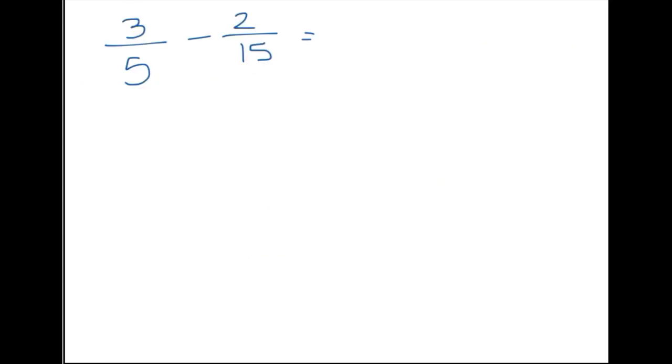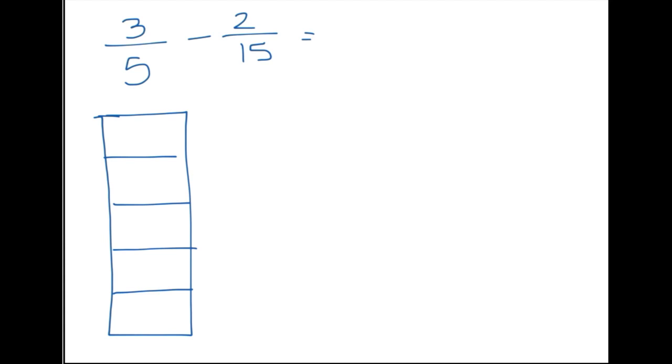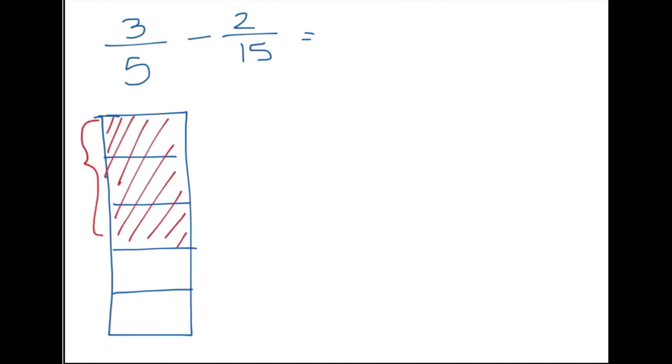3/5 minus 2 out of 15. Let's see how that will look like if we were to graph it. So let me graph 3/5. That means I have a whole with 5 equal parts. So 3/5 will be this piece right here. This is 3 over 5.